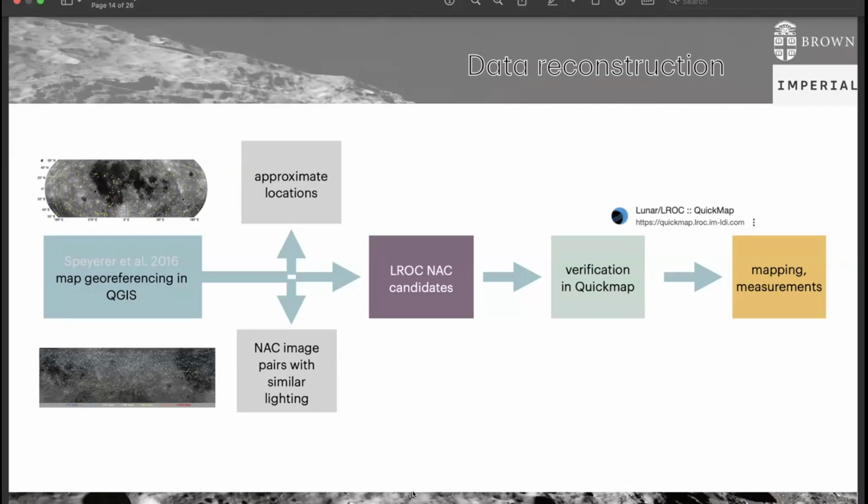That helped us narrow it down even more. Then we ended up having LROC NAC candidates that we later read in QuickMap and verified in QuickMap that there was a crater. And when we found the crater, then we mapped it and measured its exact coordinates, crater diameters, and tried to put the best date constraints on the formation of that crater.